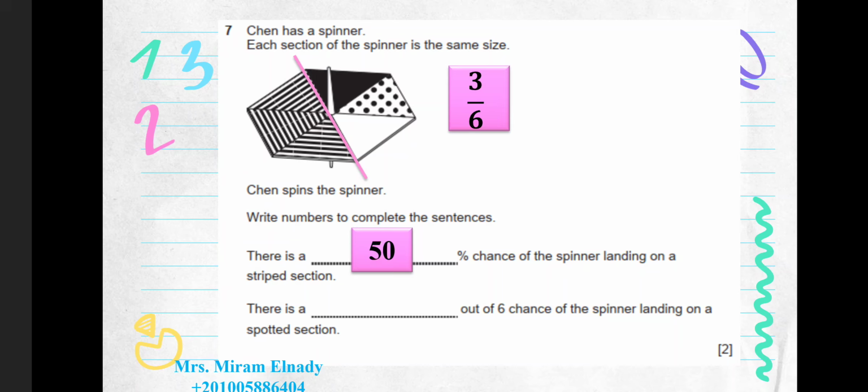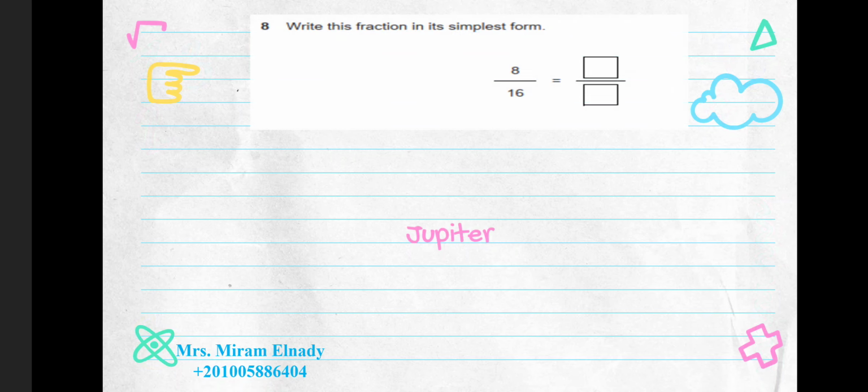There is a blank out of 6 chance of the spinner landing on a spotted section. How many parts are spotted? Only 1, so it will be 1 out of 6. Next, 8 over 16 in simplest form. So again, what is half of 16? Half of 16 is 8. So the answer will be half. Also, we can think both 8 and 16 are in table 8. So I can divide up and down by 8. So the final answer will be half.